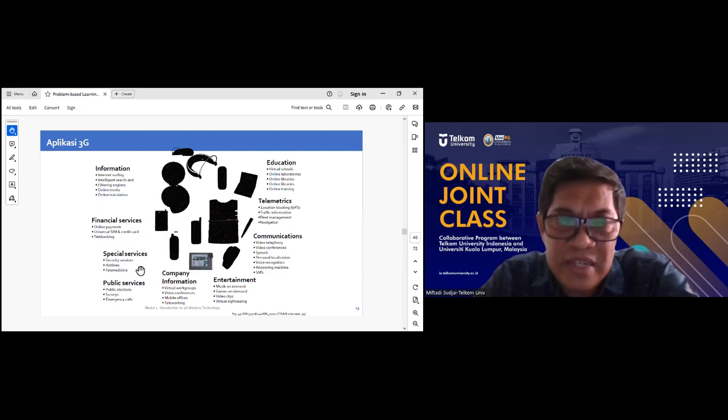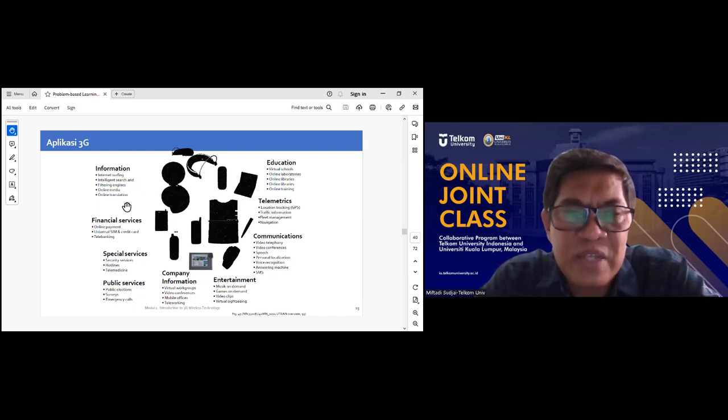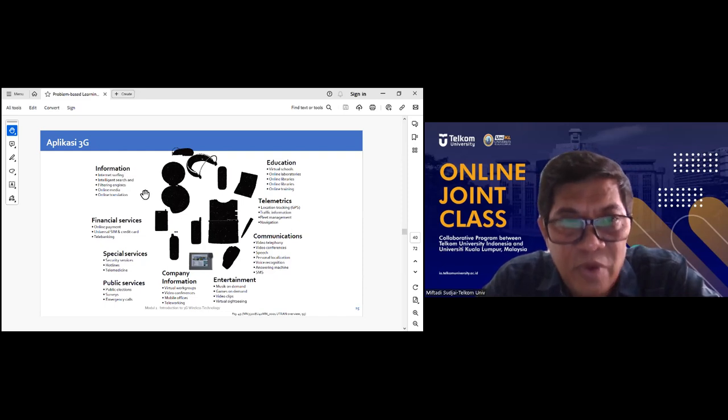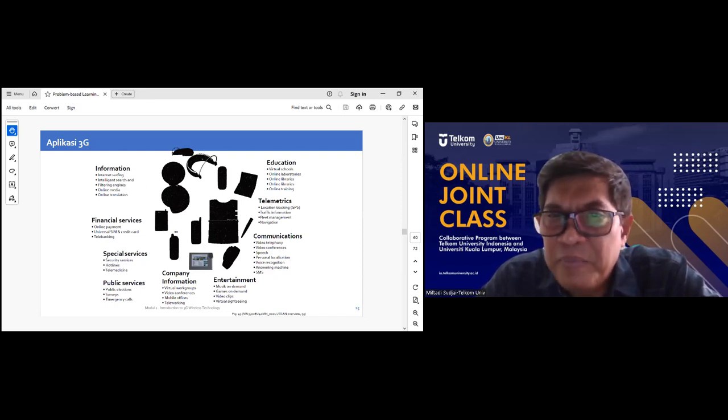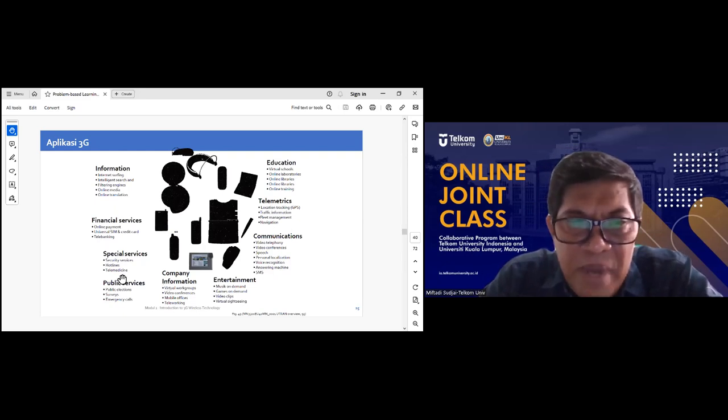This is actually the foundation of the smartphone like we have now. At that time, while it was very much limited, third generation could provide internet surfing, online media, and very limited educational services. Telemetric, obviously, because telemetric only requires very little speed. But financial services like online payment, credit card, telebanking, not mobile banking yet, emerged due to third generation mobile communications, special services, and so on.